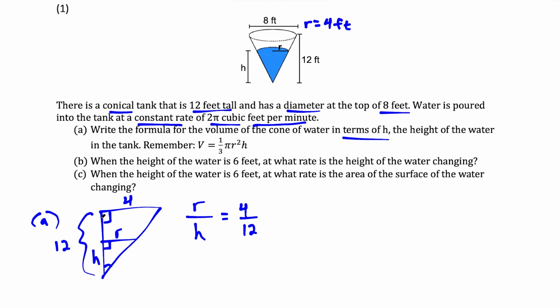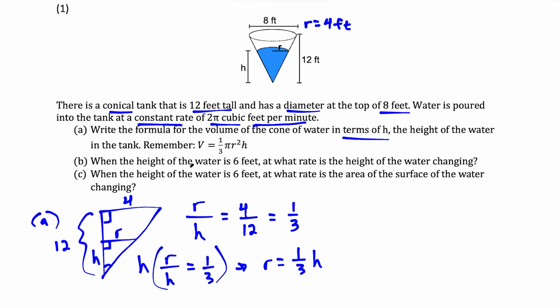So these two right triangles have angle-angle similarity. So now what I'll do from this step here is simplify this. I'm going to divide the top and bottom by 4 to get 1/3. And now I'm going to solve this equation for r. So we have r over h equals 1/3, and I'll just multiply both sides of this equation by h. And this is going to tell us we're going to have r equals 1/3 h.